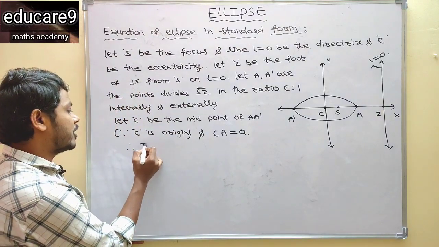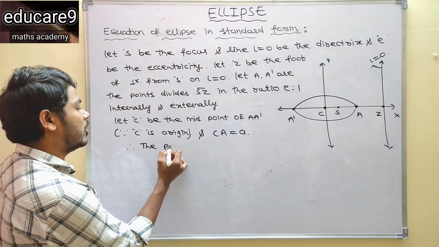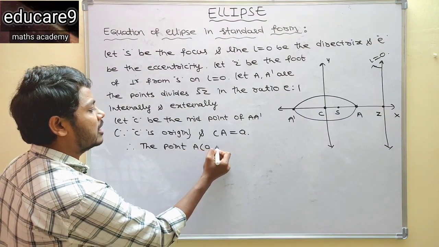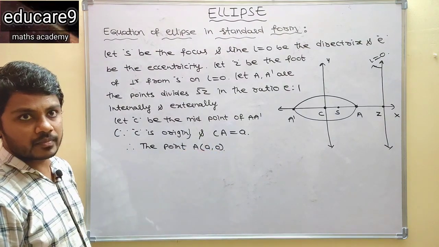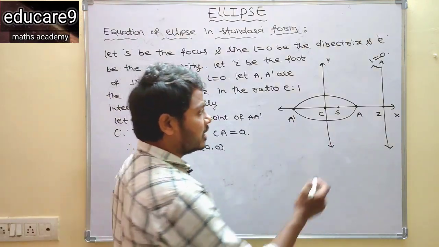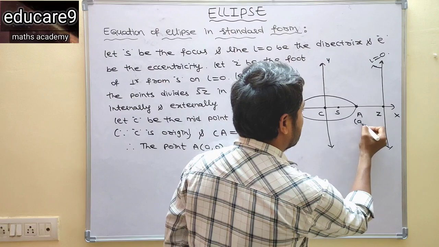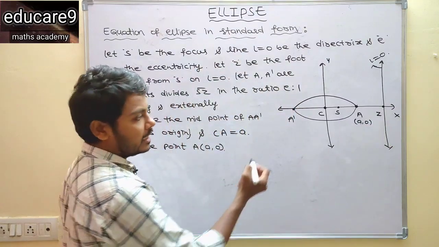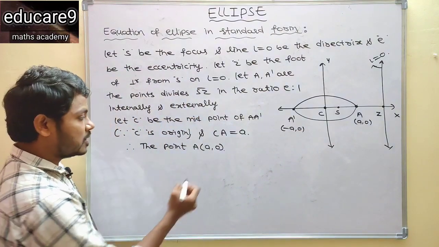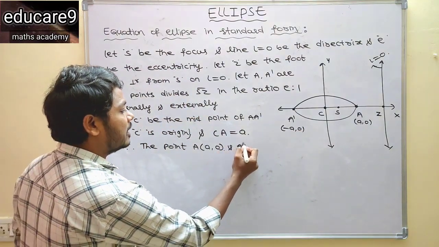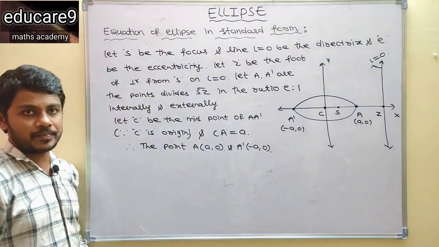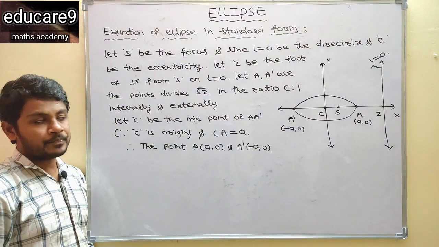Therefore, the coordinates of the point A are (a, 0). Now C is the midpoint of A and A dash. Here the point A is (a, 0). Then clearly the point A dash is (-a, 0).